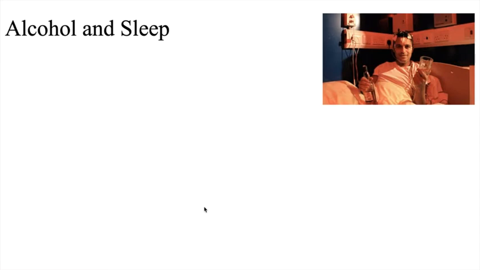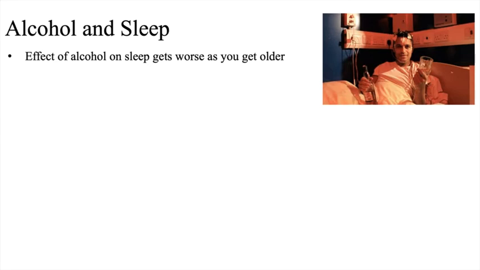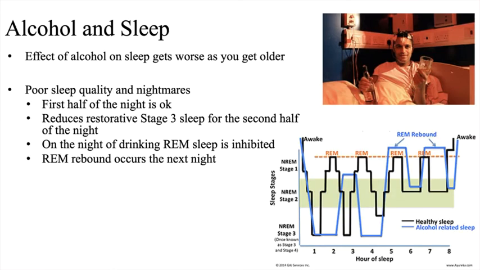Okay, so just one quick behavioral effect of alcohol that I think is particularly interesting is alcohol and its effect on sleep. So the effects of alcohol and sleep get worse as you get older. This is from a documentary that you can watch on Netflix if you want, called The Truth About Alcohol. It's from the BBC. And this guy, who is an ER doctor in the UK, is doing a sleep study where he has a glass of scotch before he goes to sleep and then sees how it affects his sleep quality. And what they find is that the first half of the night is okay.